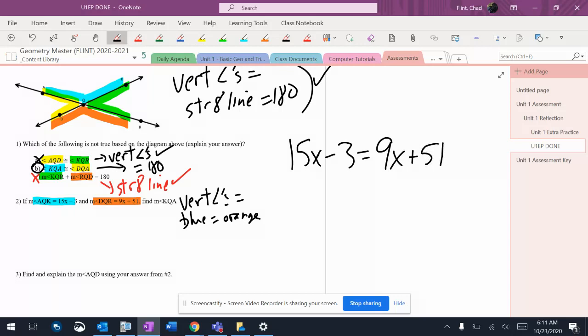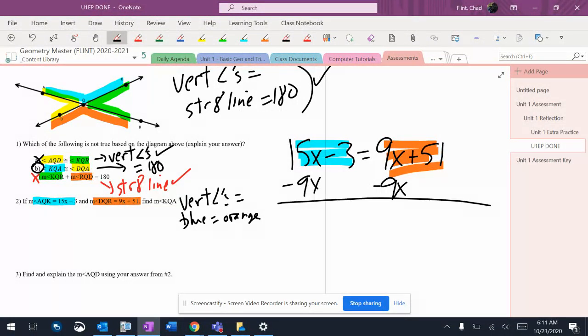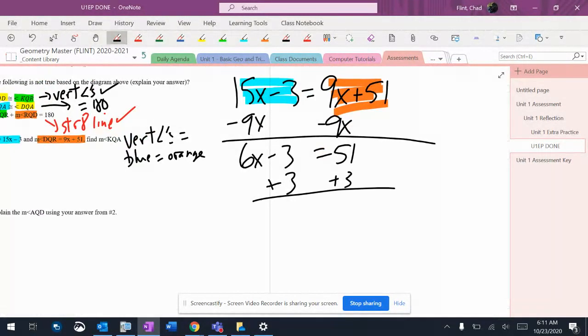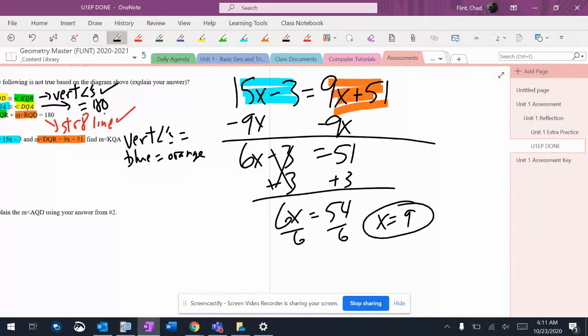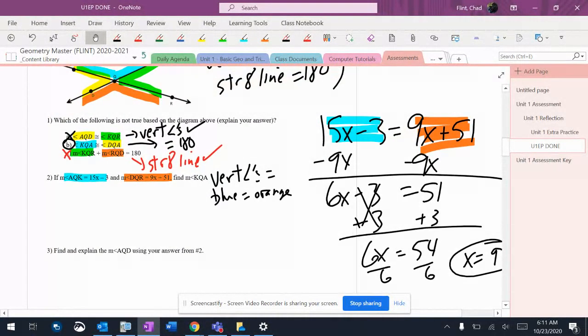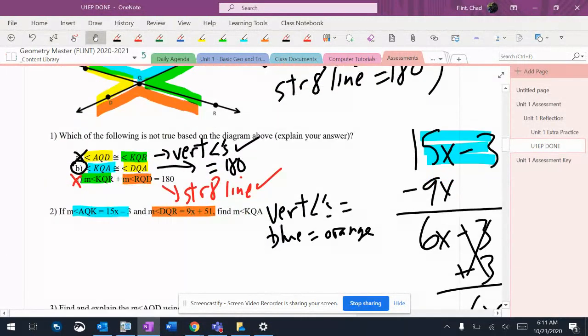All right, now be careful. Make sure that it fits. Blue equals orange. And if this helps, that's the blue one. That's the orange one. Blue equals orange. So solve it. So 6x minus 3 equals 51. So x is 9. Again, not stopping there. Maybe I'll go over and see what it wants to find. It wants KQA.